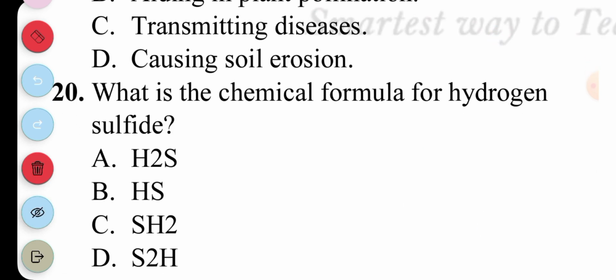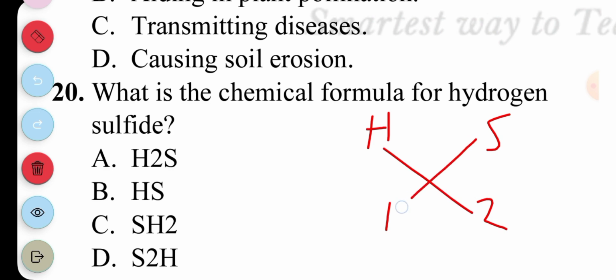20. What is the chemical formula for hydrogen sulfide? So hydrogen, then sulfur. Valency for hydrogen is 1. Valency for sulfur is 2. So 2 goes for the H, 1 goes for the sulfur. So we have H2S. So the answer is A.